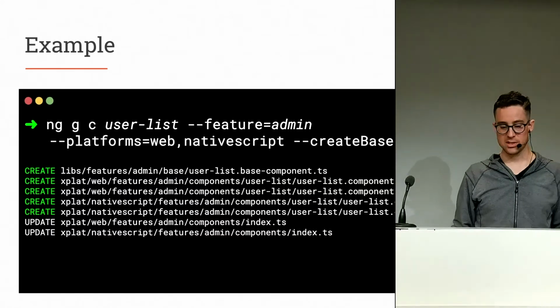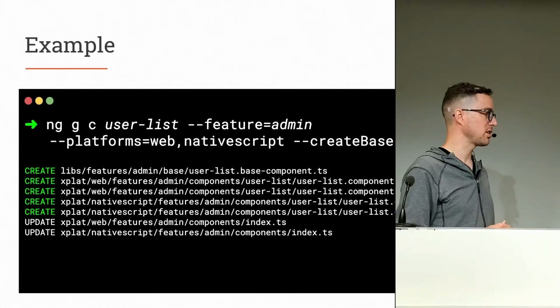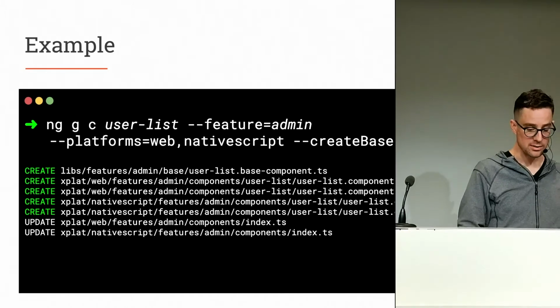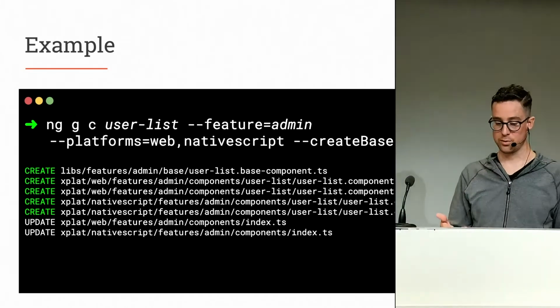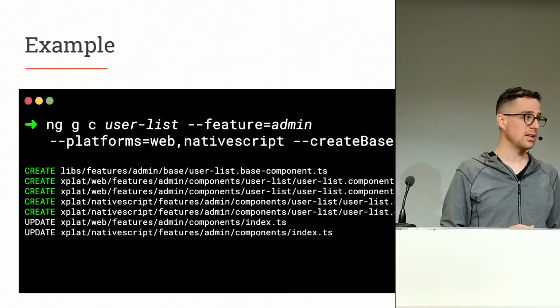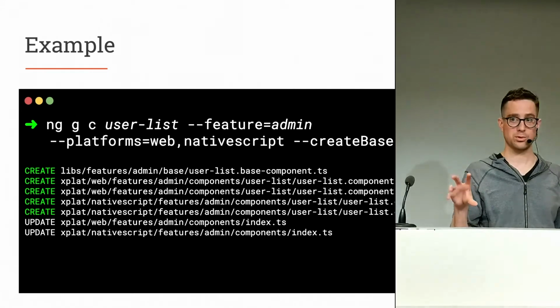So if we look at an example of this, here we're going to generate a component for our feature. We're going to generate the user list, tell it what feature to generate this component inside of, and also tell it what platforms we intend to use this feature for. I'm also using the create base flag. That's used to give it an abstract base class that all platforms will extend.